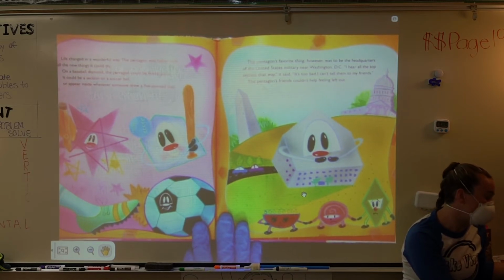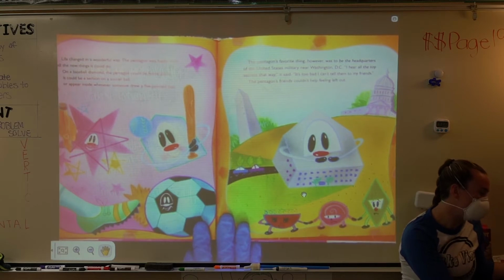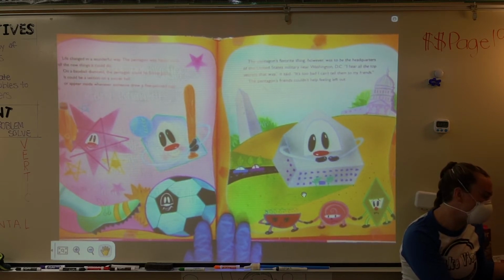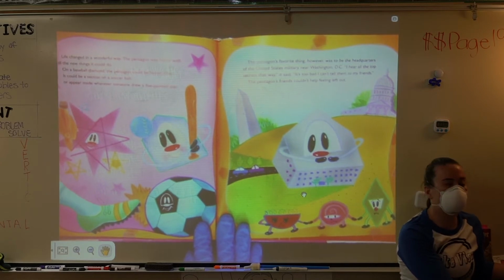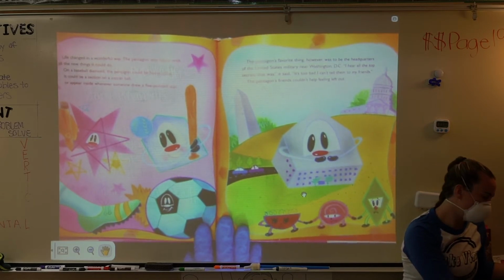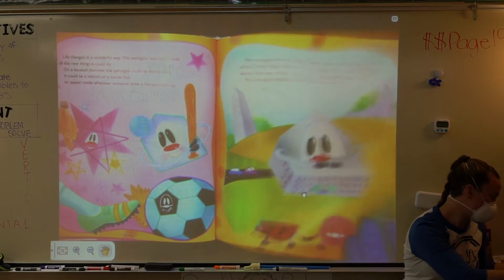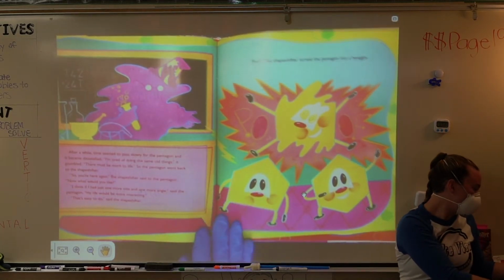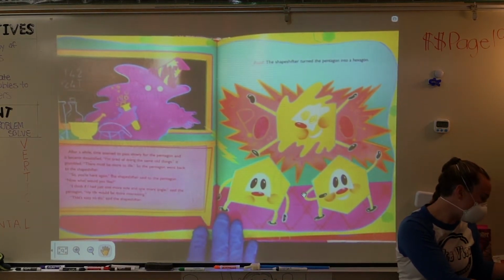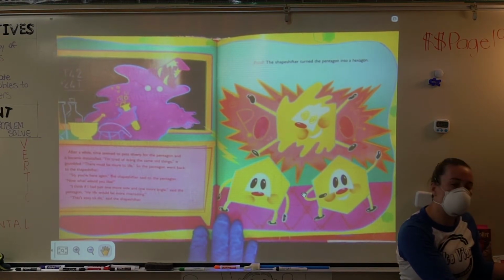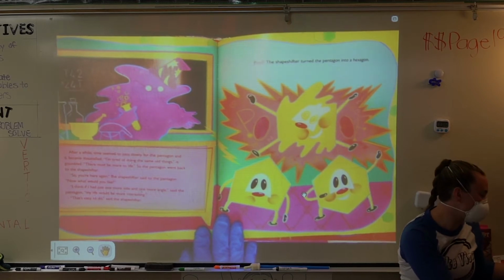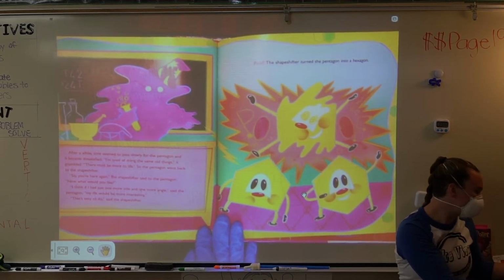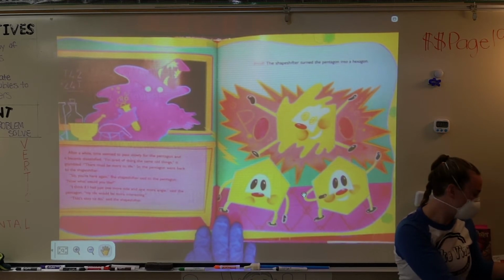"I hear all the top secrets that way," it said. "It's too bad I can't tell them to my friends." The Pentagon's friends couldn't help but feel left out. After a while, time seemed to pass slowly for the Pentagon, and it became dissatisfied. "I'm tired of doing the same old things," it grumbled. "There must be more to life." So the Pentagon went back to the shapeshifter.